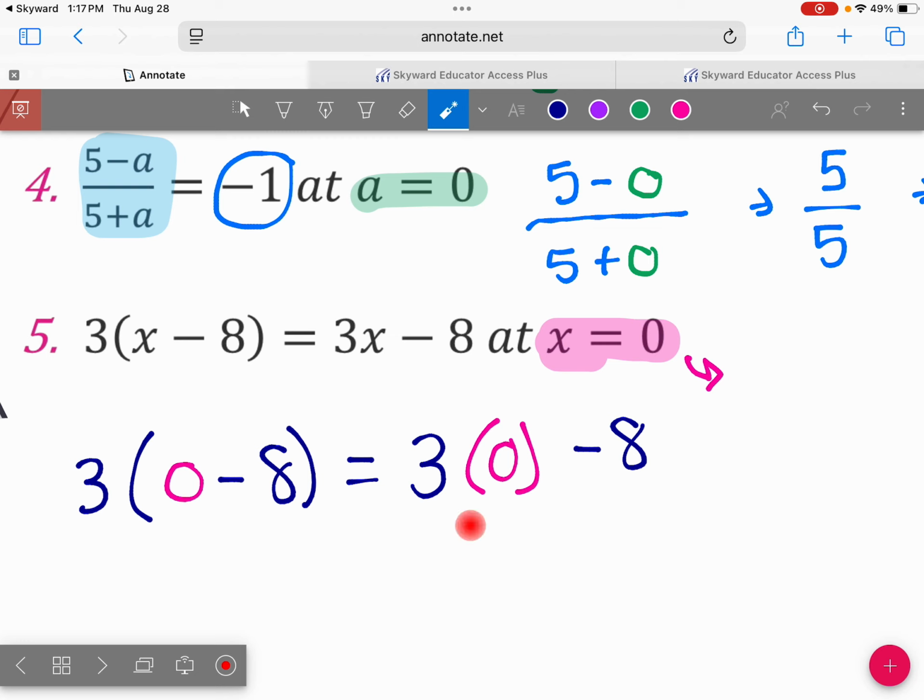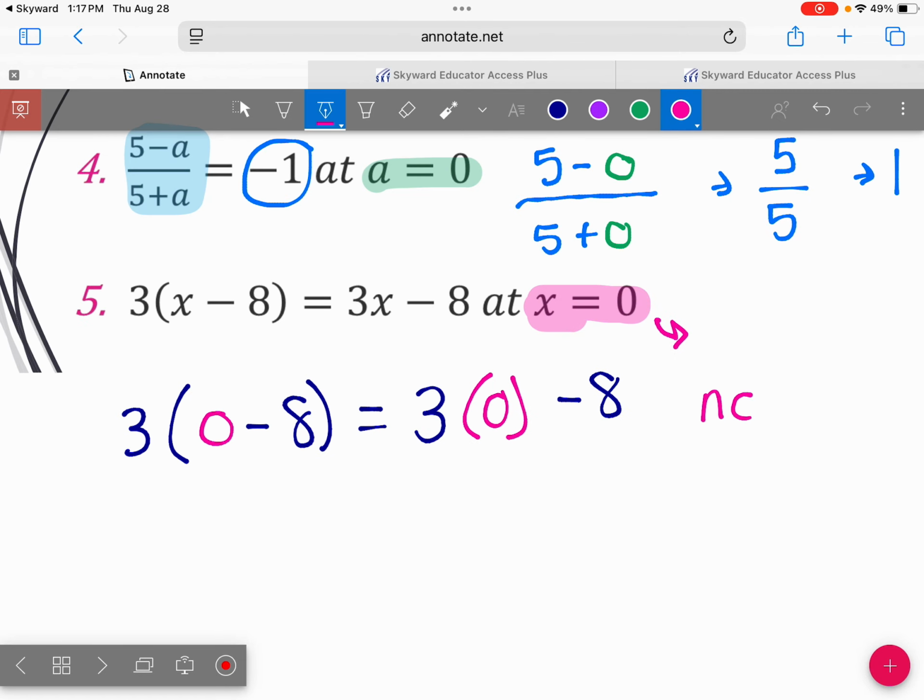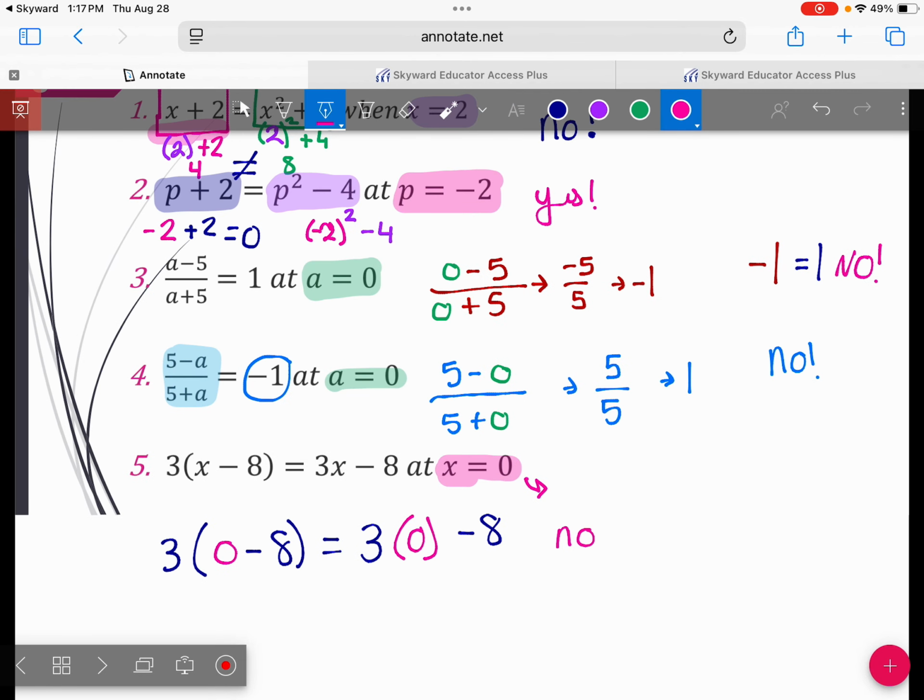We can substitute the number in, or we can see this ain't gonna work ever. Never ever will this work, because these two statements are not equivalent. They don't mean the same thing. So this one's also a no. They gave us 4 no's and a yes.